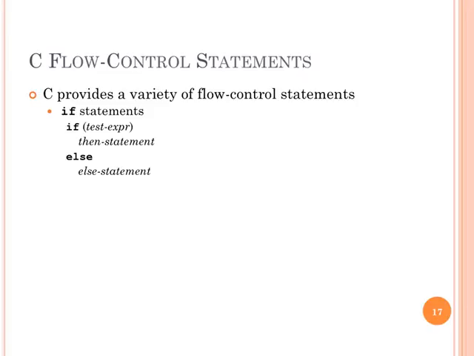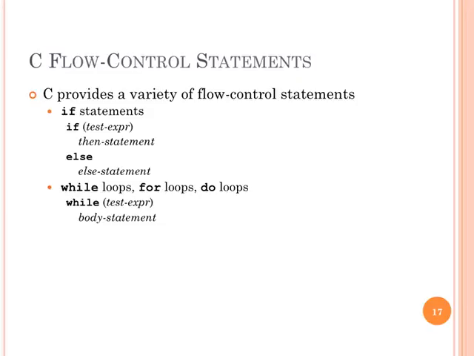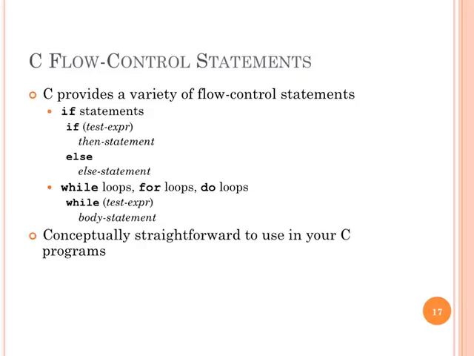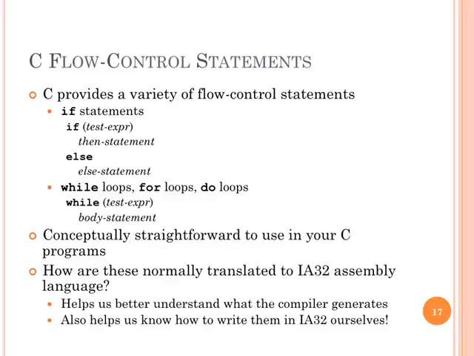So if test expression, then statement, else statement. While loop, so while test expression, body statement, or for loops or do loops. These are easy to use. They're nice abstractions for flow control in our C programs. So what we want to look at next is how we translate these into IA32.